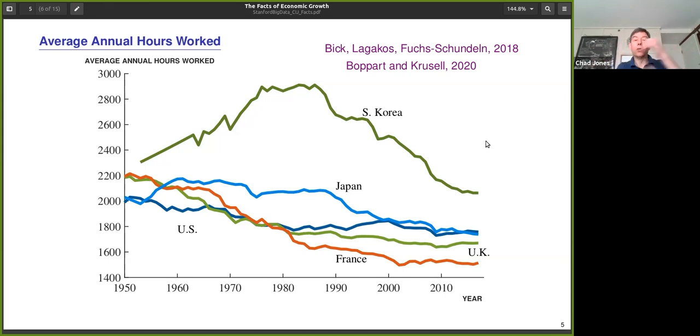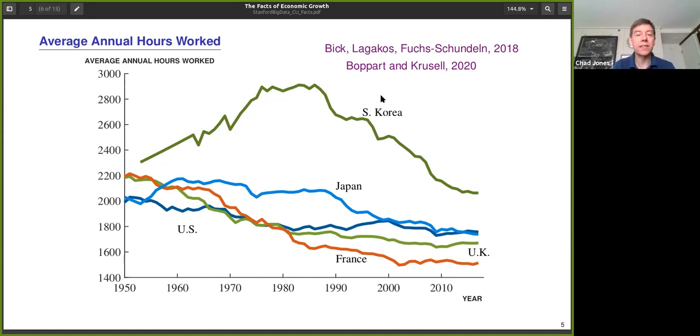Okay, here's another really cool fact that Alex Bick, David Lagakos, and Nicole Fuchs-Schindel and Timo Boppart and Per Krusell have all made a big deal out of in some recent papers. And that is, as countries get rich, eventually their average hours worked starts to decline. You can see this in many, many countries, and they have data. The Bick, Lagakos, Fuchs-Schindel paper emphasizes microdata. Boppart and Krusell use more existing summary data across countries, but going back really far in time. So this is a very robust fact.